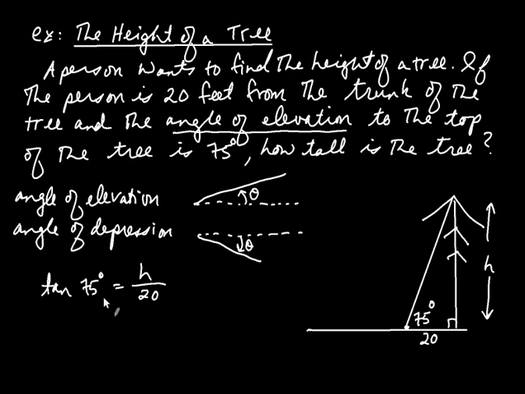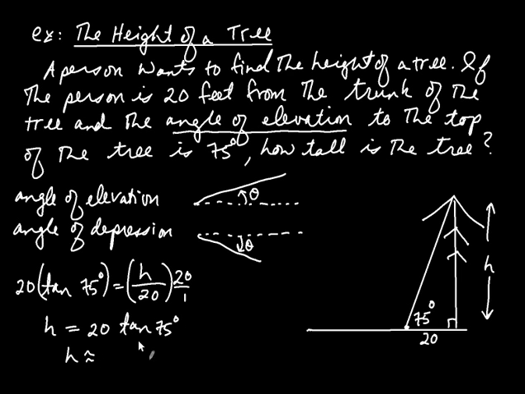Okay, and then I have 2 of the 3, so I can solve for h. I'm going to multiply both sides by 20 over 1. And I get h is equal to 20 multiplied by tangent of 75 degrees. And when I do that on my calculator, I find that the height of the tree is about equal to 74.64 feet. Okay, and I gave the answer to 2 decimal places.